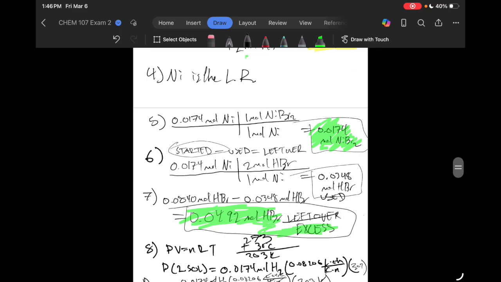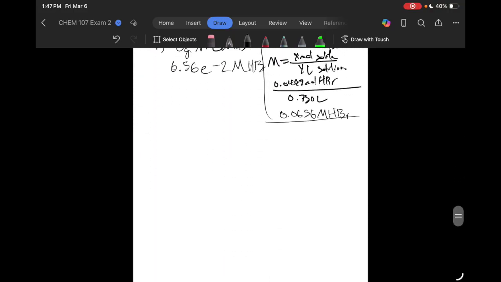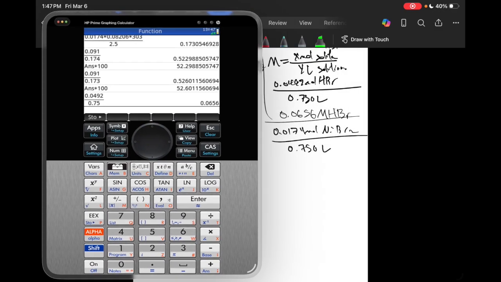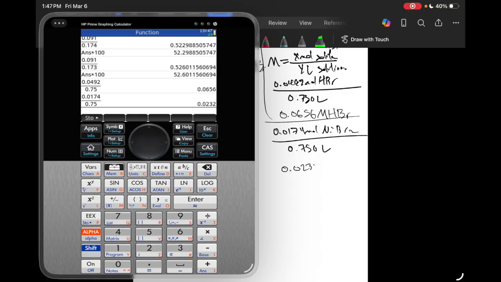NiBr2. And we found that in step 5. That's going to be 0.0174 moles of NiBr2. Remember, this was aqueous, so it's a solution, so we can express it in terms of molarity. So 0.0174 moles of NiBr2 divided by the same volume, 750 milliliters, so 0.75 liters. That's going to give us, so 0.0174 divided by 0.75, 0.0232 molar solution of NiBr2.